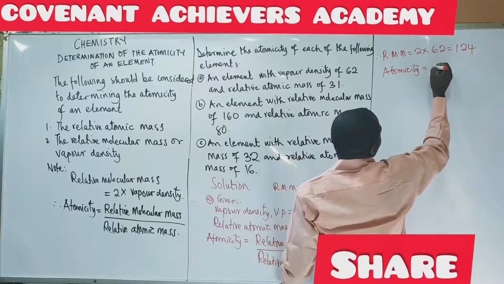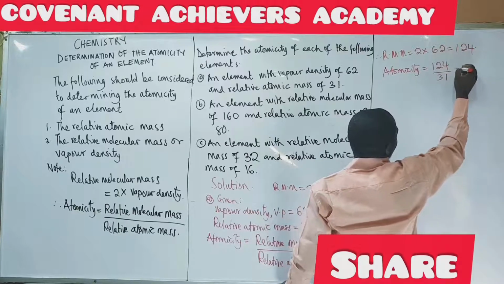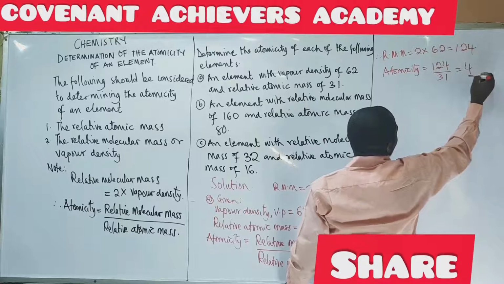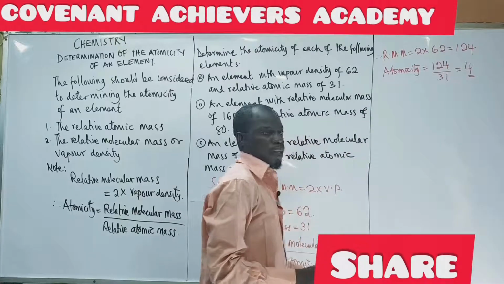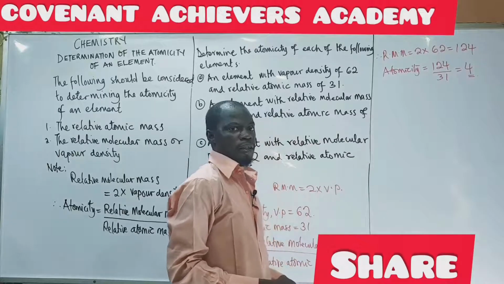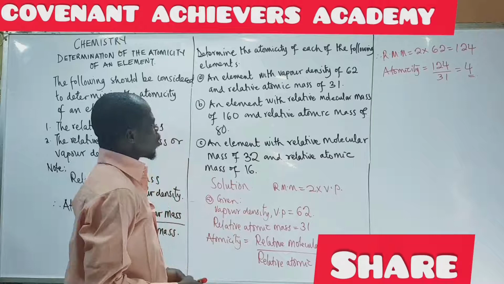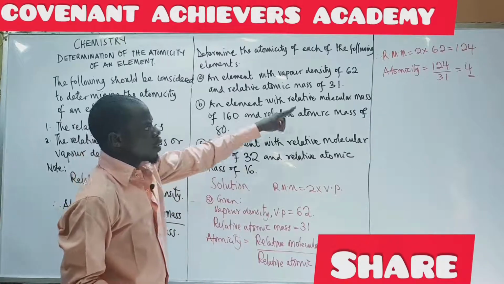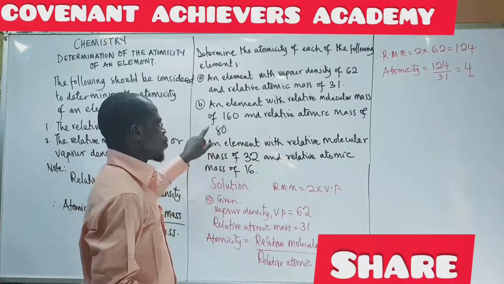So therefore, the atomicity is going to be 124 divided by 31, and that is 4. So that means that element is polyatomic because it has 4 atoms of the element present in the molecule. Now, the second question is an element with relative molecular mass of 160 and relative atomic mass of 80.